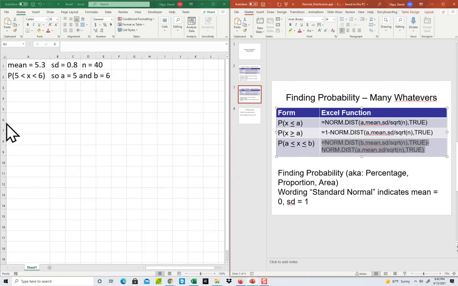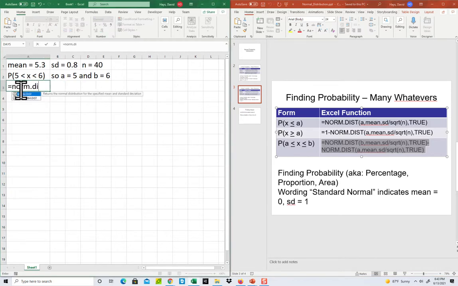Now sometimes it can be tricky with all the closing parentheses and everything, but it equals NORM.DIST, beginning parentheses, B, which we said was 6, comma, mean, which is 5.3, comma, standard deviation, which is 0.8, divided by the square root of n, so square root of 40. Now I put the closing parentheses for the square root. You got to make sure you put that on there. And then true.